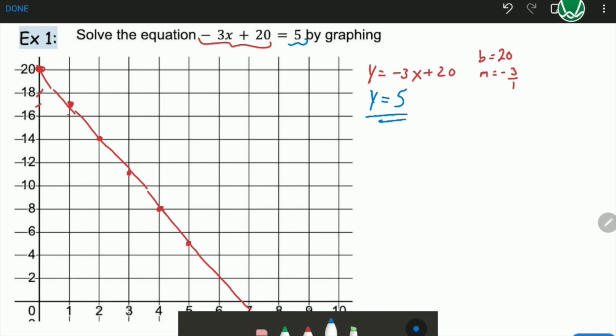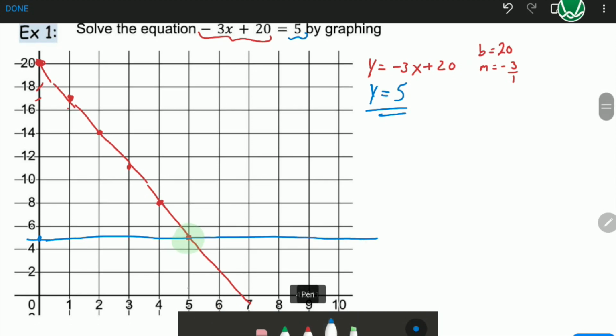Now we have y equals 5, which is just a horizontal line where y is 5. So here's where y is 5. So horizontal line going through. There we go. Now, to actually solve the equation by graphing, we simply look at where the lines intersect. That point is the solution. Since it intersects at the x value of 5, and the original equation only has a single variable, the solution is x equals 5. It's just the x value where the two lines meet.